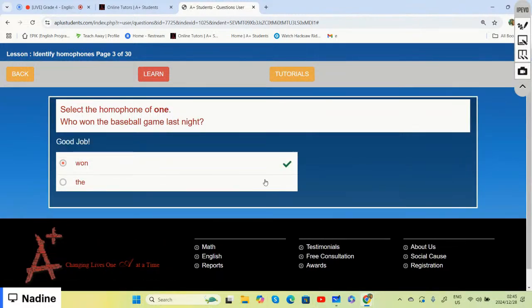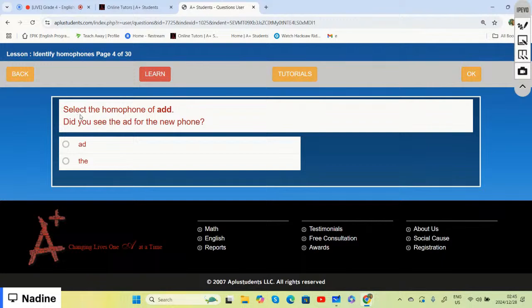Well done. The next one says we need to select the homophone of add. Did you see the ad for the new phone? Is it option one, add, or option two, the? Which one is correct? Add or the? And if we were to select the correct option, then add is correct.